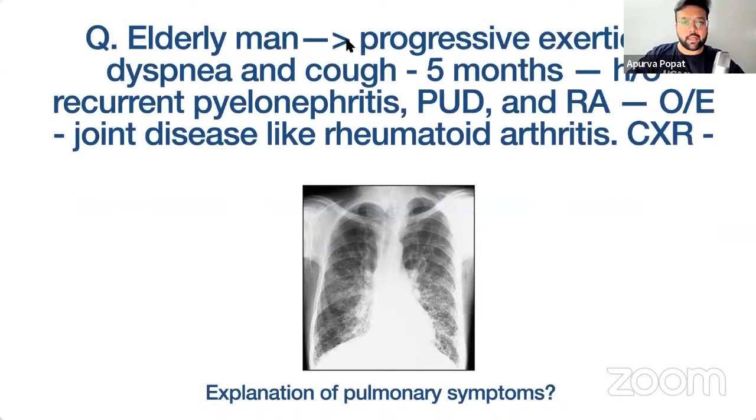Okay, an elderly man is presenting to you with progressive exertional dyspnea and cough for 5 months. He has a history of recurrent pyelonephritis, peptic ulcer disease, and rheumatoid arthritis. He was started on methotrexate for rheumatoid arthritis, but his symptoms weren't improved on methotrexate either. On examination, joint disease like rheumatoid arthritis is present. The chest X-ray is shown here. Which of the following explains the pulmonary symptoms in this patient?